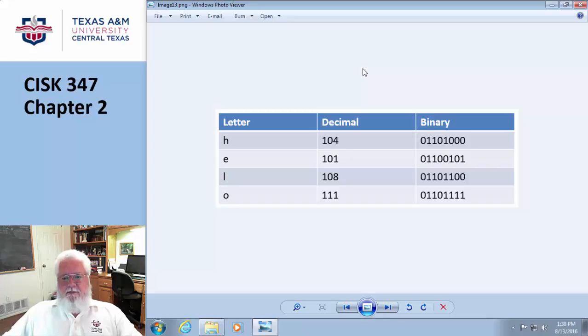Okay, welcome back. We're on page 69 looking at figure 2.3, or table 2.3. This is the ASCII encoding scheme. Is this good enough to send "hello world"? Yeah. But what about other languages?